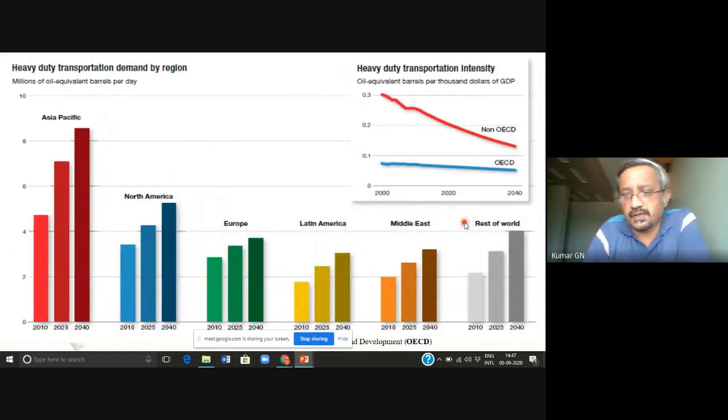So this is generally related to alternative fuels, and my main work was on alternative fuels. So I always look at the transportation aspects. So you can see the Asia Pacific, the heavy duty transportation.